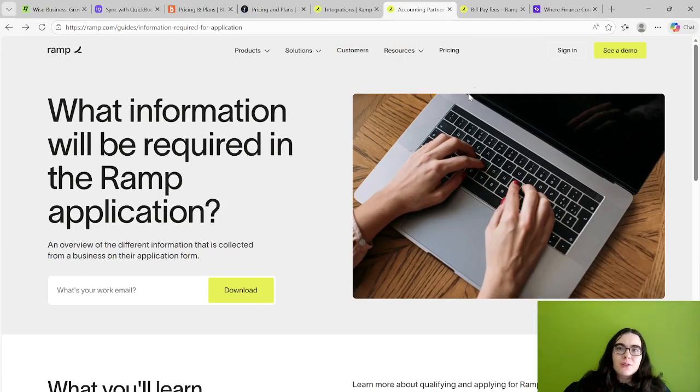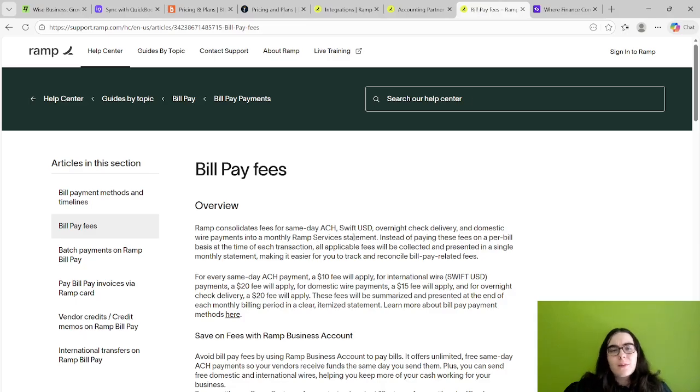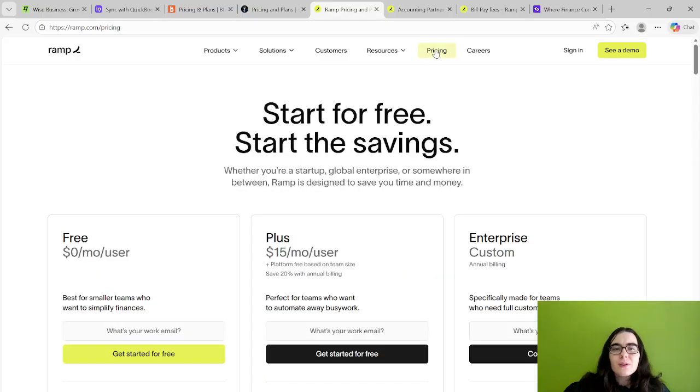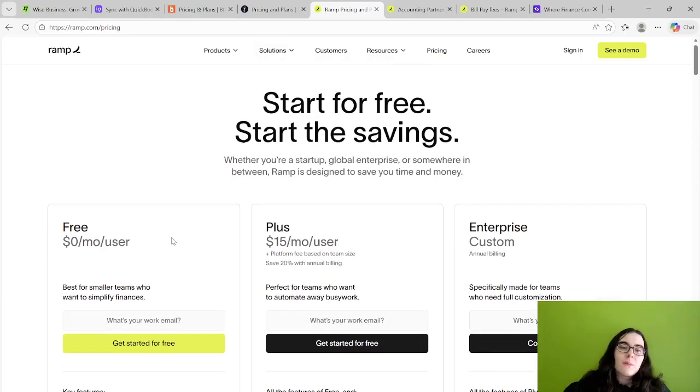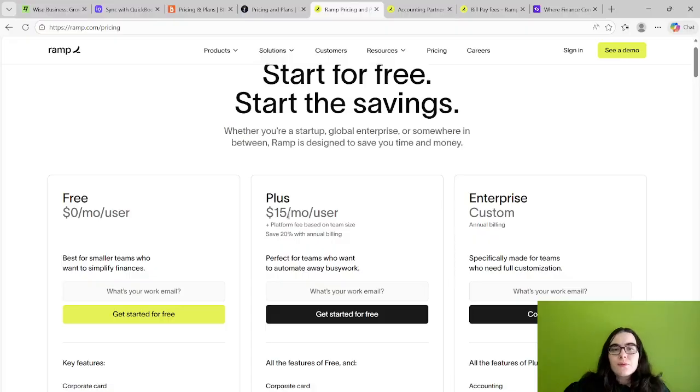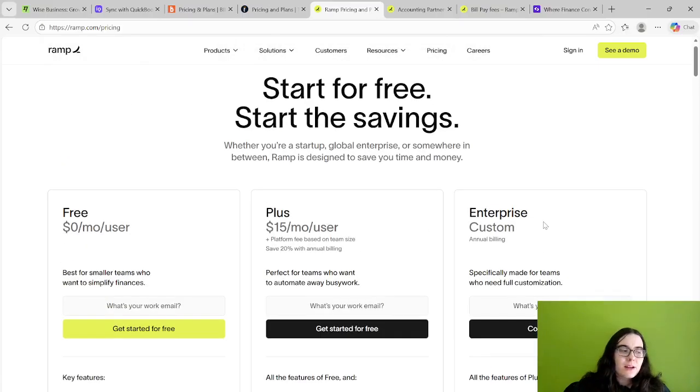And they also have some fees that could get expensive, like their same day ACH payments, which are $10 per payment. Maybe that doesn't sound that bad, but if you make frequent same day ACH payments, that'll really add up. But in general, their pricing is fairly low. They do have a free plan that you can use. And then they also have this Plus plan, which is $15 per month per user. So that's kind of low, really, not too expensive. And then they also have a custom plan available. So that's what you're looking at with Ramp.